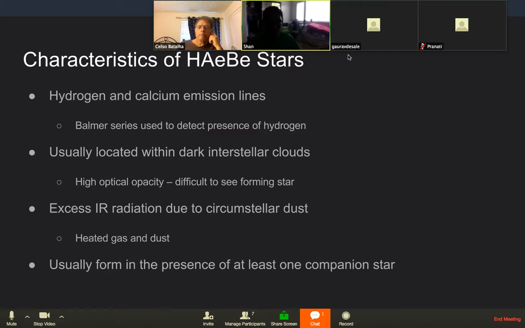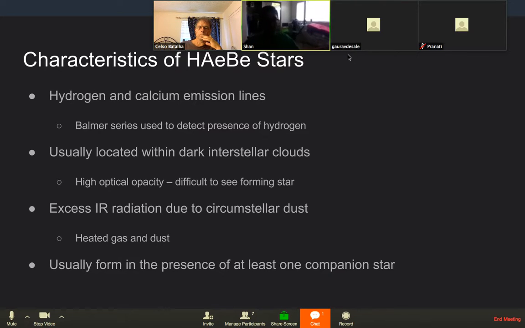Another thing about these Herbig stars is that they usually form in the presence of at least one companion star. Whenever we have stars that are at least 5 to 8 solar masses, we know for sure that there must be a companion star, because you wouldn't normally have stars that start out with eight solar masses under normal conditions, right? Usually you have mergers between interstellar clouds that produce one huge cloud, and that huge cloud collapses to form that 8 solar mass Herbig star we were talking about.